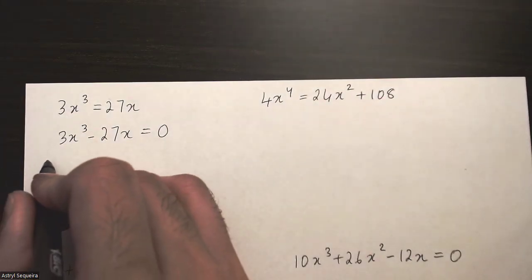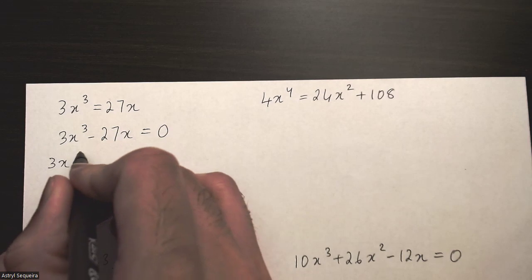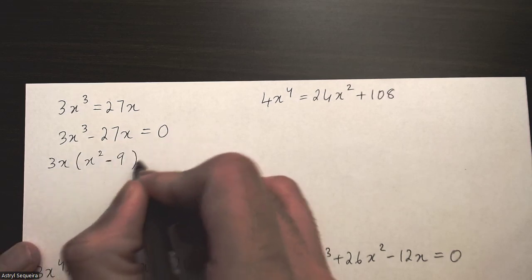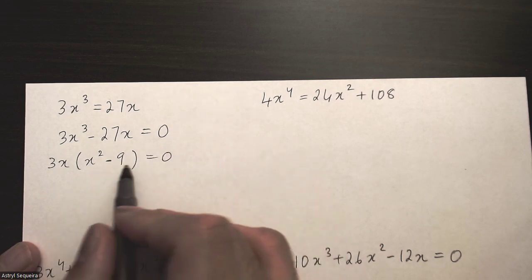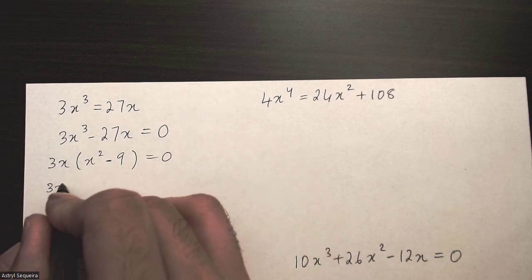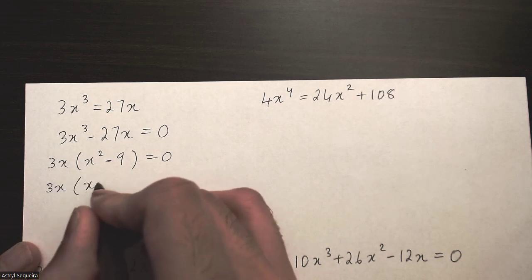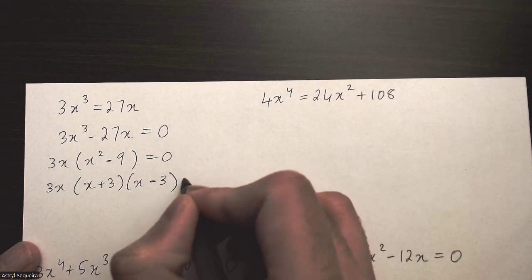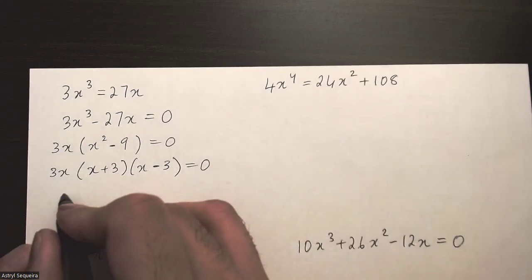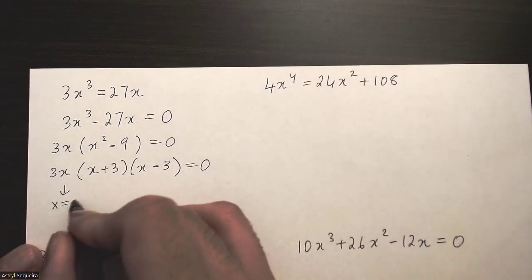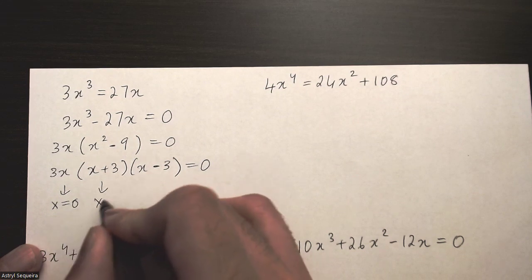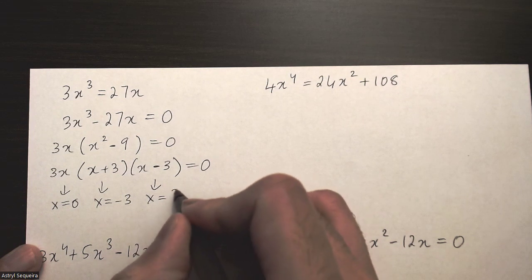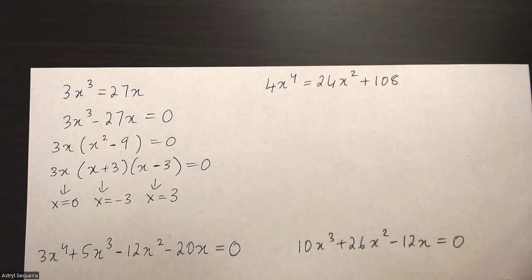So I know over here I have a common factor of 3x. I'm left with x squared minus 9 equals 0, and then I can factor this further with difference of squares. That's x plus 3 times x minus 3. So my solutions over here are x equals 0, x equals negative 3, and x equals positive 3. Three solutions for that first one.